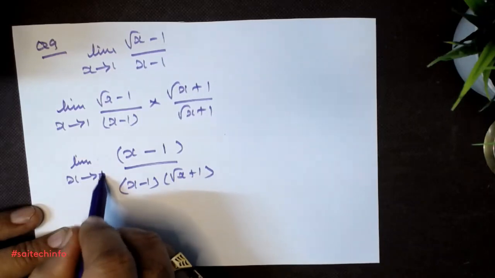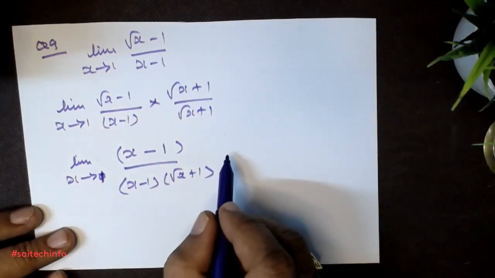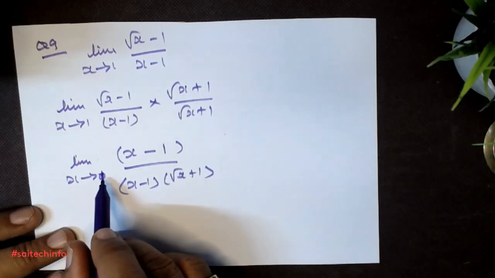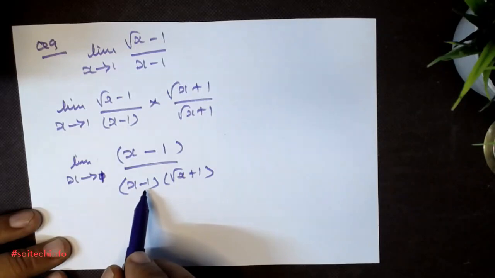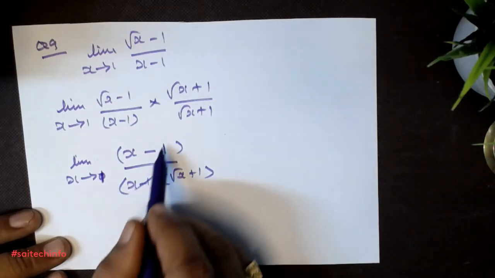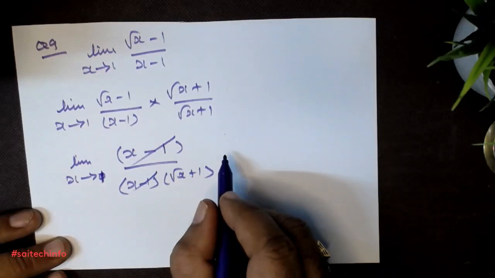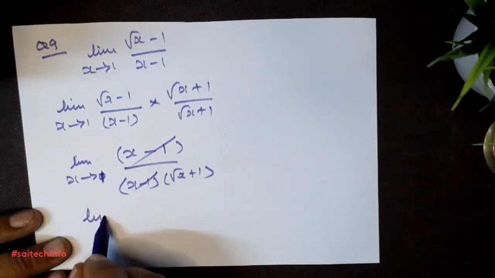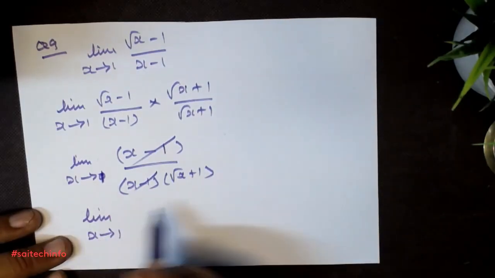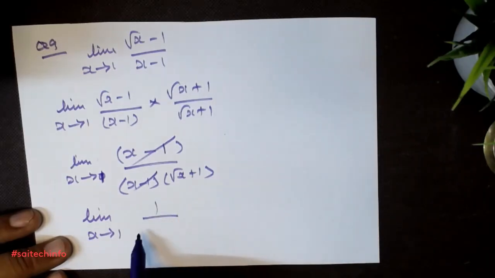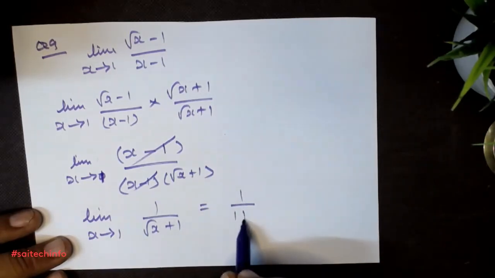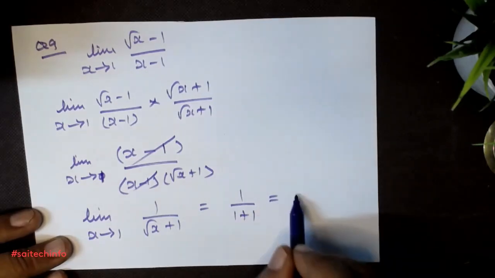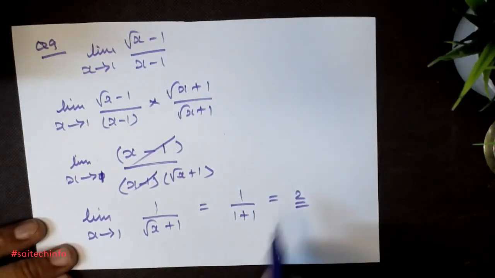Now here this x minus 1 can be cancelled. So you get limit x approaches 1, 1 by root of x plus 1. Therefore 1 divided by 1 plus 1, that is 2. So 1 by 2.